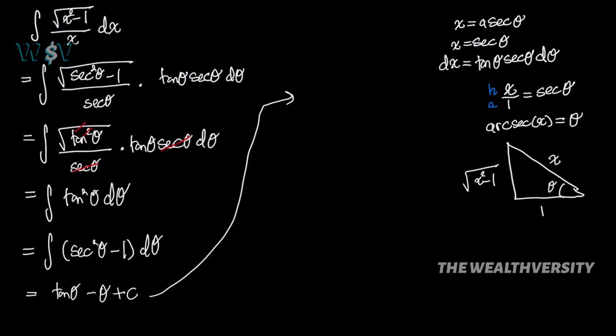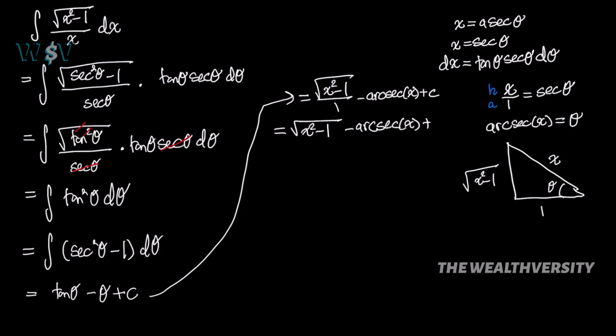Now we look at theta and evaluate it at tan theta, which is opposite over adjacent. So the square root of x squared minus 1 over 1 minus arc secant x plus c. So the final answer will be the square root of x squared minus 1 minus arc secant x plus c.